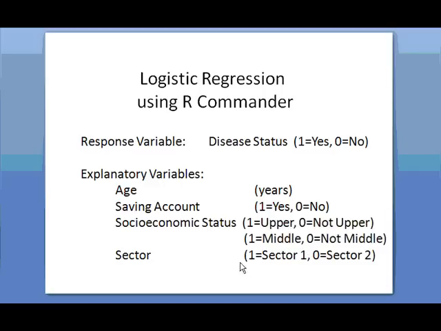And for the sector variable, we can set up an indicator variable for indicating sector 1. And 0 will be the base class, which means sector 2. Of course, when we really run the regression model, R Commander will automatically set up indicator variables as long as we have these categorical variables set up as factor variables.